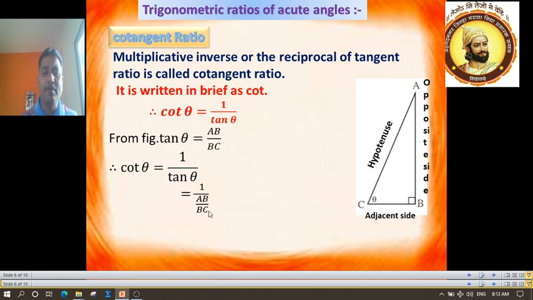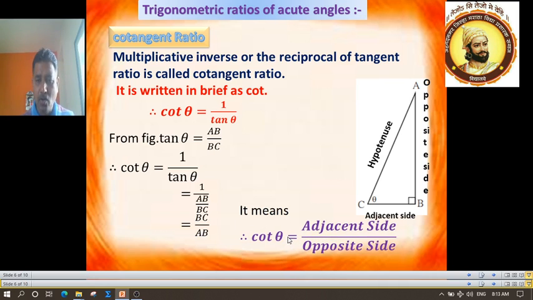So 1 upon AB upon BC can be expressed as 1 into BC upon AB, that is BC upon AB. So cot theta is equal to BC upon AB. But what is BC? BC is the adjacent side. What is AB? AB is the opposite side. So we get cot ratio is equal to adjacent side divided by opposite side. It means that cot theta is equal to adjacent side to angle theta divided by opposite side to angle theta. So this is the third ratio.